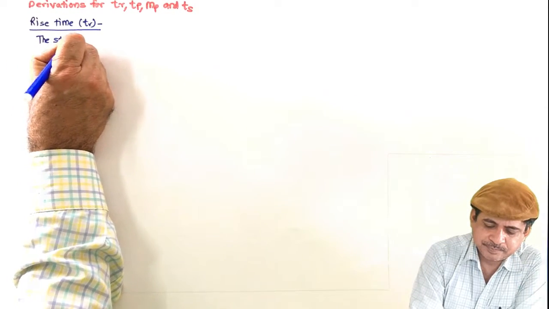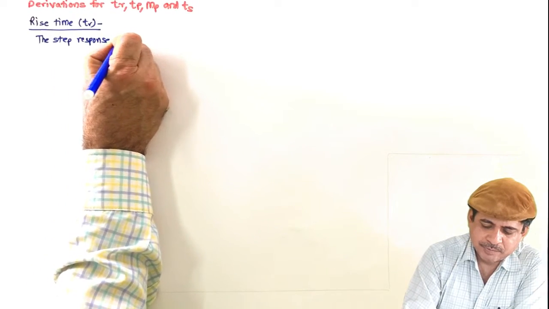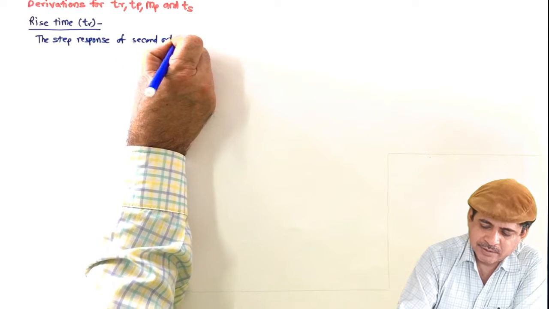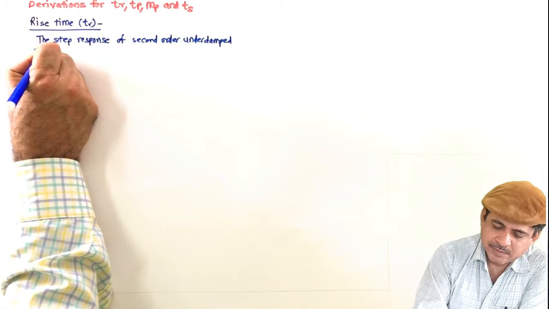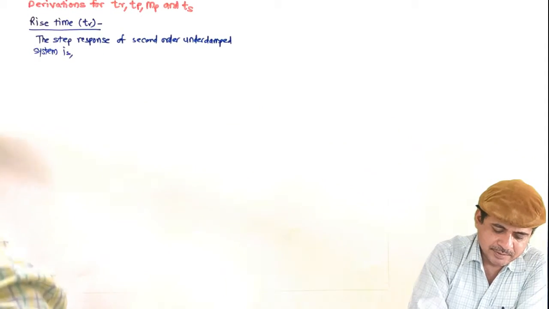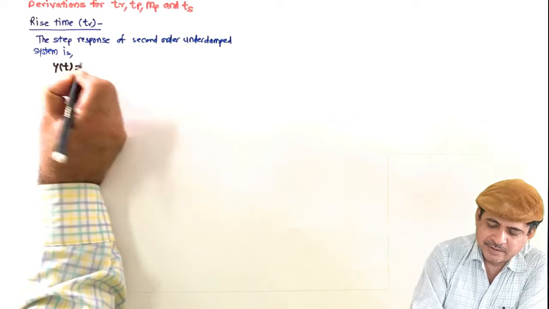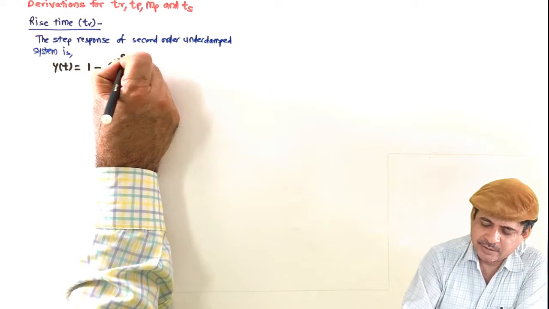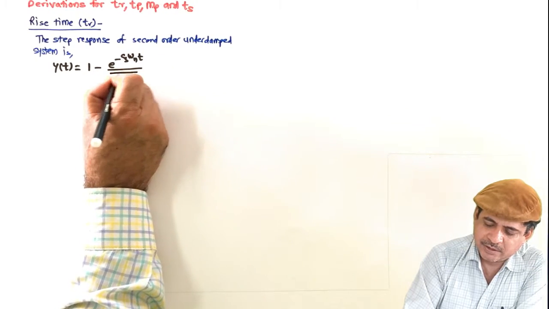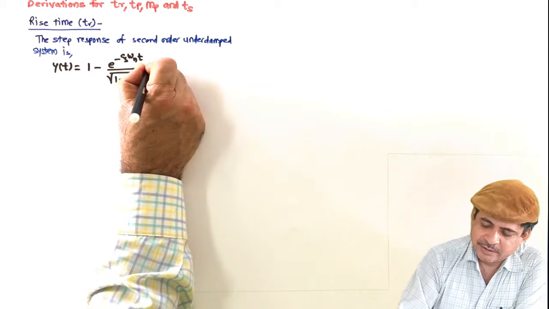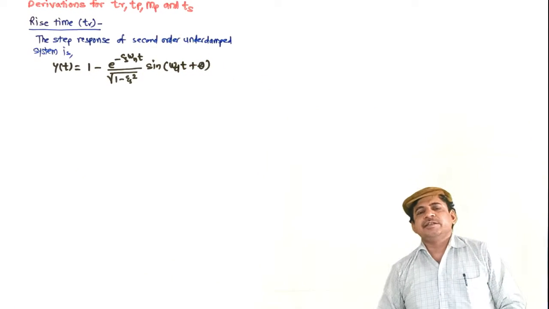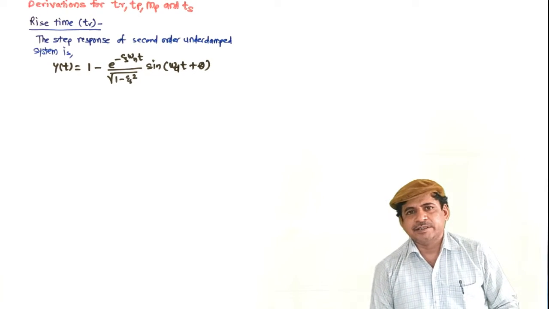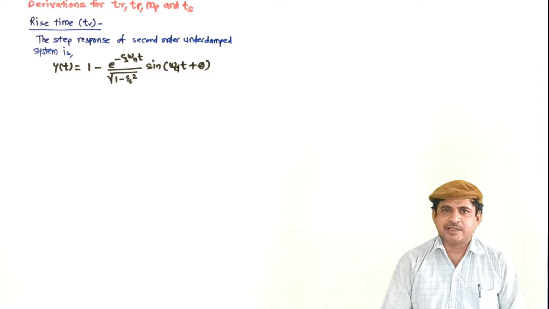The step response of a second order underdamped system is given by the expression y of t is equal to 1 minus e raised to minus zeta omega n t upon under root 1 minus zeta square into sine omega d t plus theta, where omega d is omega n into under root 1 minus zeta square and theta is tan inverse of under root 1 minus zeta square by zeta, equal to cos inverse zeta, equal to sine inverse under root 1 minus zeta square.